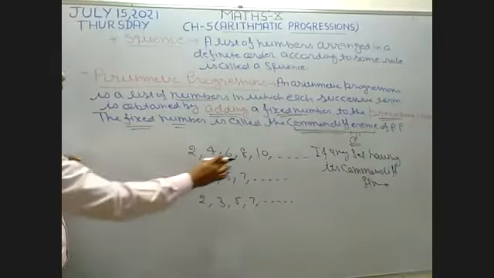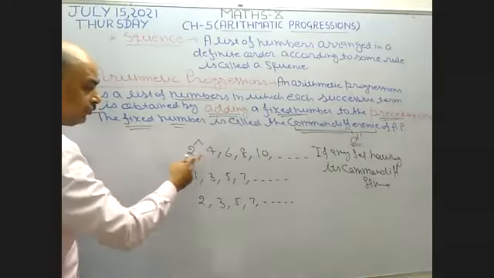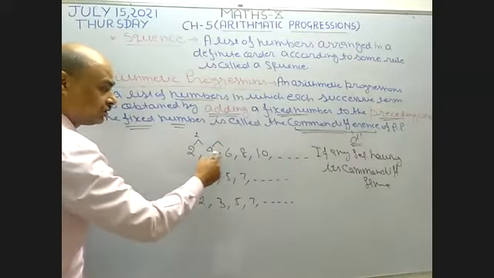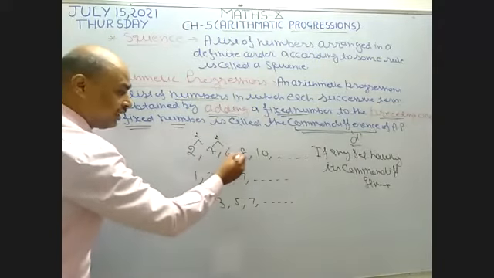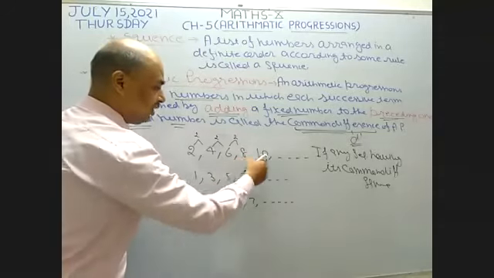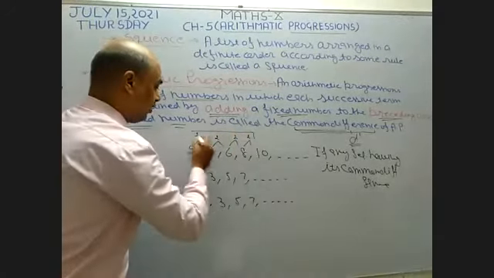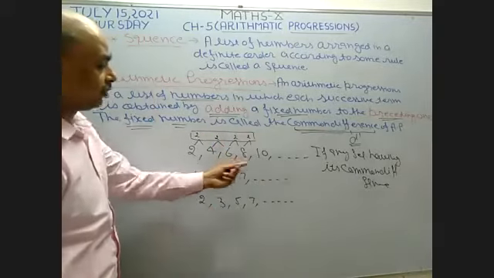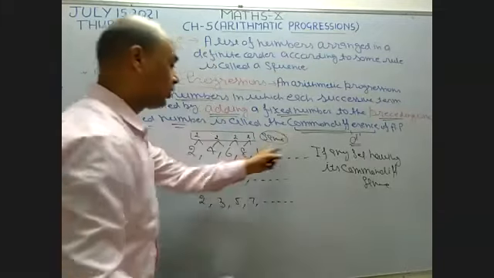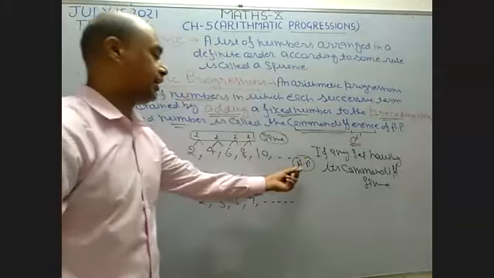Now we want to check the difference between the terms of each sequence. What is the difference between these two numbers? 4 minus 2 is 2. 6 minus 4 is 2. 8 minus 6 is 2. 10 minus 8 is 2. Since the common difference of all the terms of the given sequence is the same, therefore it is an AP. So this sequence represents an AP.